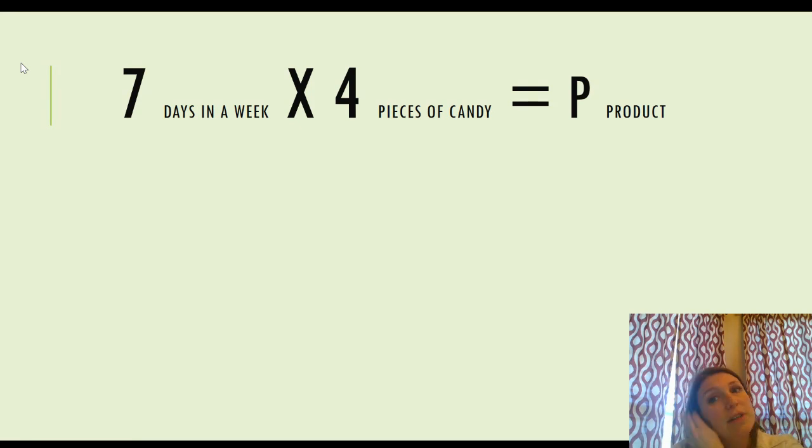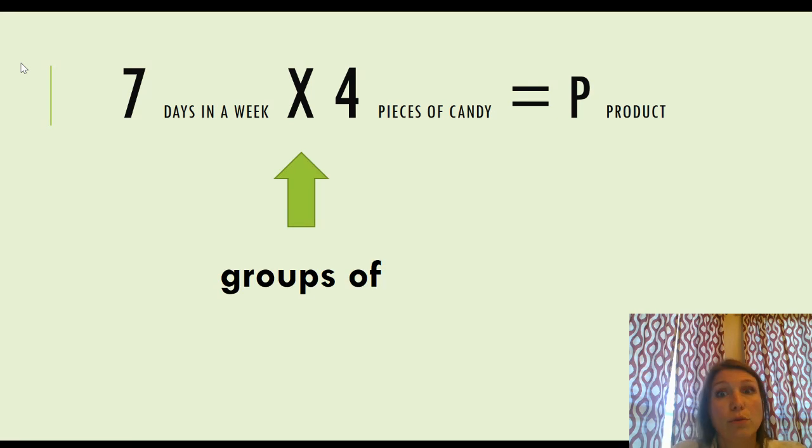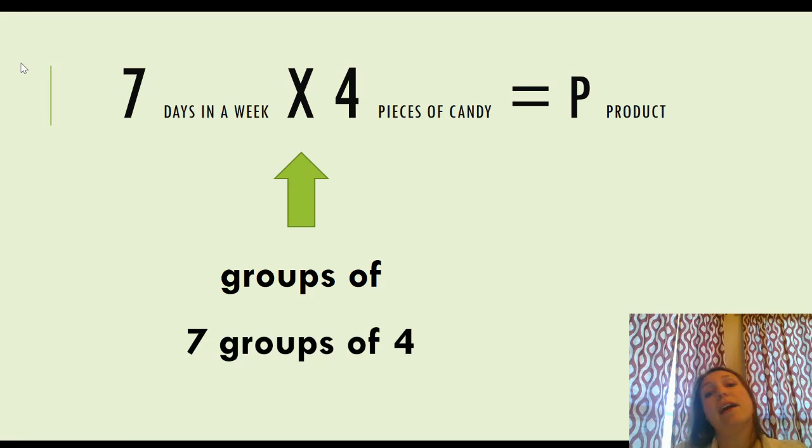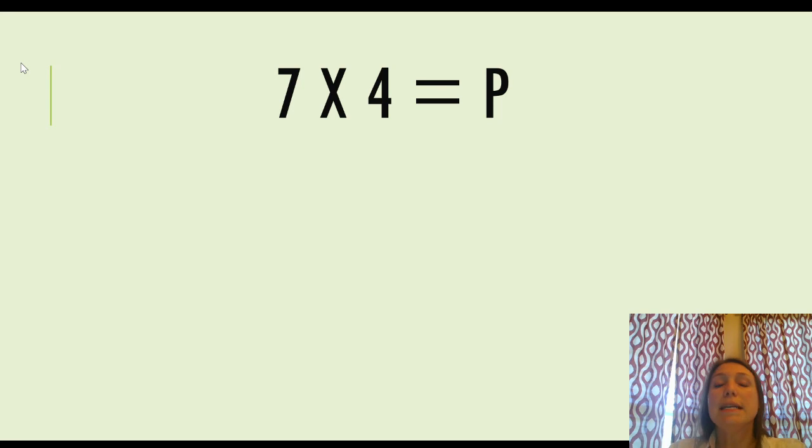Now, we also know that anytime we see that letter in an equation like that, that's the unknown. That's what we want to solve for. So if we see this, we know that we need to think of groups of. So technically what I'm looking for here is I have 7 groups of 4. So 7 times 4 or 7 groups of 4 equals P, equals my product.